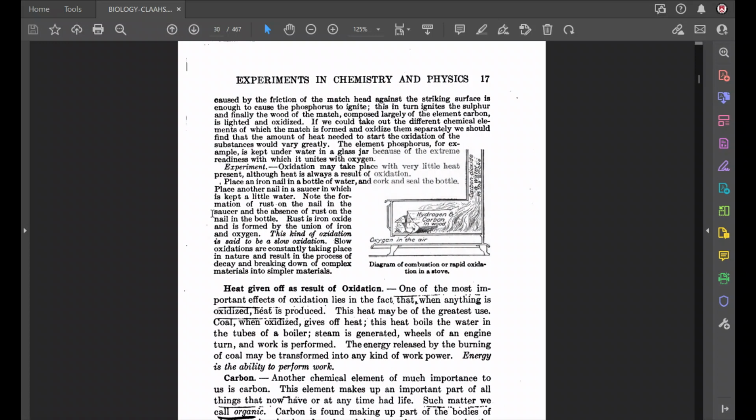Oxidation may take place with very little heat present, although heat is always the result of oxidation. Oxygen causes substances to burn. One result of oxidation is it produces heat. Heat is always a result of oxidation.